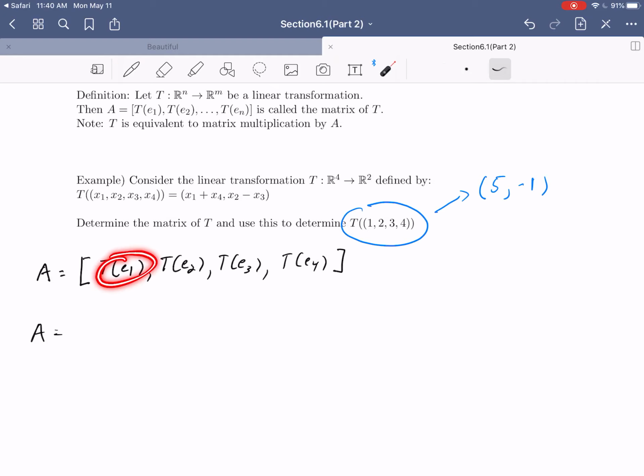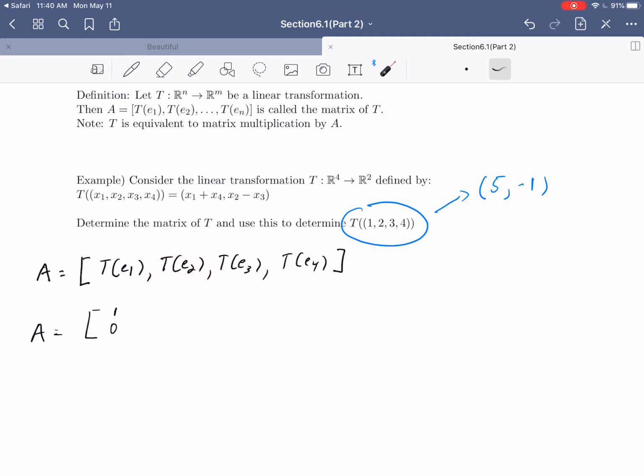So E1, well, that's just 1, 0, 0, 0. So what happens when we plug that in here? Well, that's going to be 1 plus 0 and then 0 minus 0. So it looks like the first thing that comes out is just 1, 0. And notice that when we do this, we treat everything as column vectors here. Again, column or row vector doesn't really matter when you're talking about R4 and R2. It's just two different ways of writing the same thing.